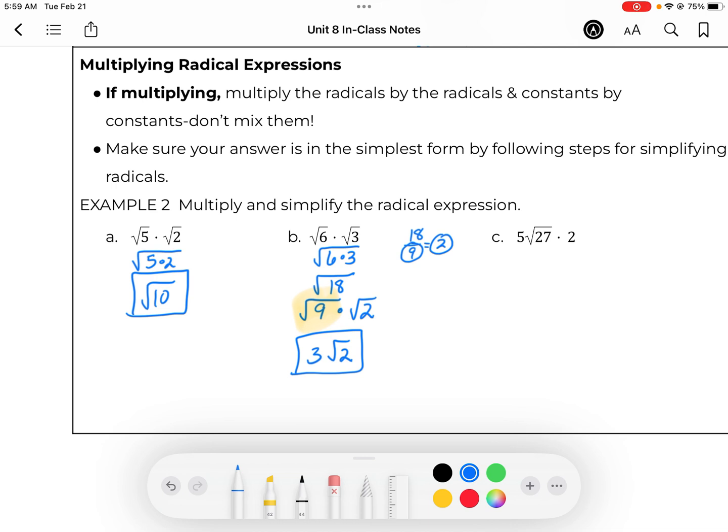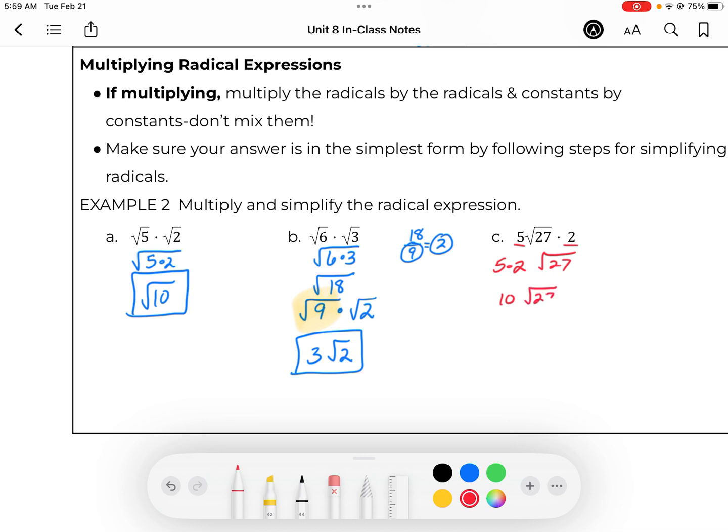Okay, part C. This time, we do have two numbers that are alike, but they're outside of the radicals. The 5 and the 2 are the same kind of number. They are not under a square root, so they can come together as 5 times 2 out front, and then that leaves the square root of 27 over here by itself. So that's going to hang out for a minute. 5 times 2 is just 10, so I have a 10 in front of my square root terms.